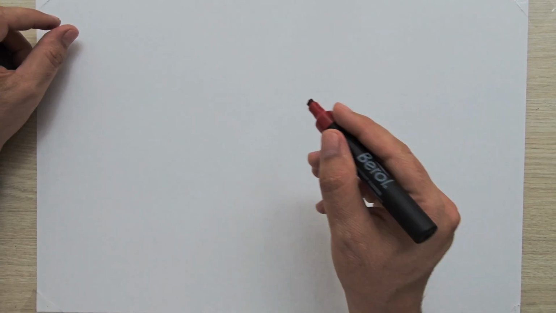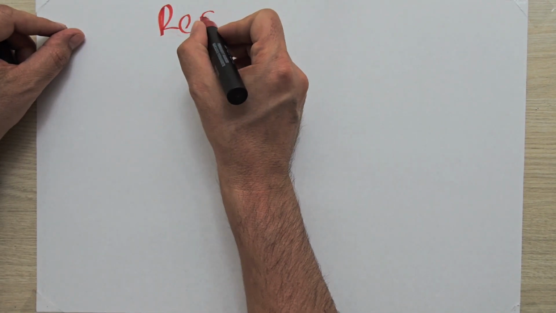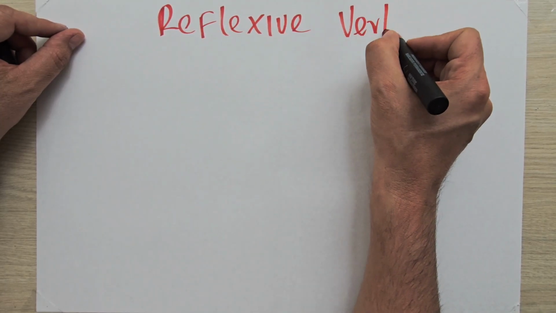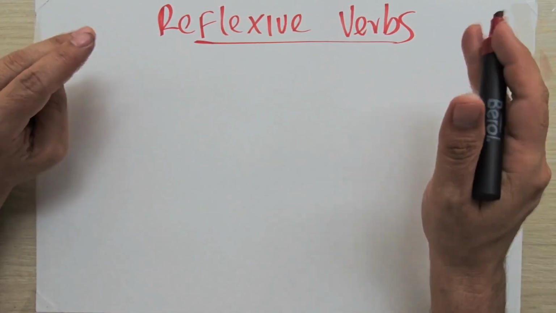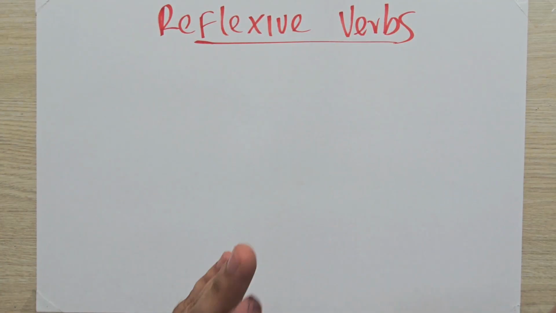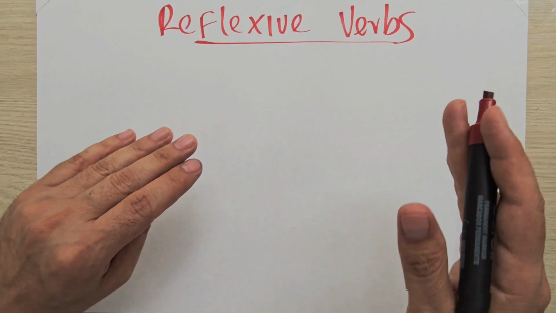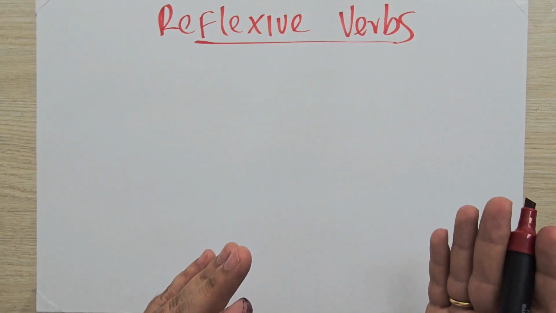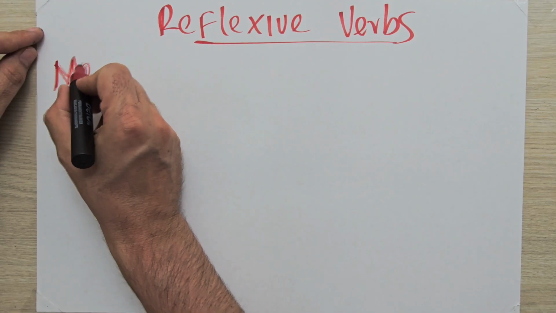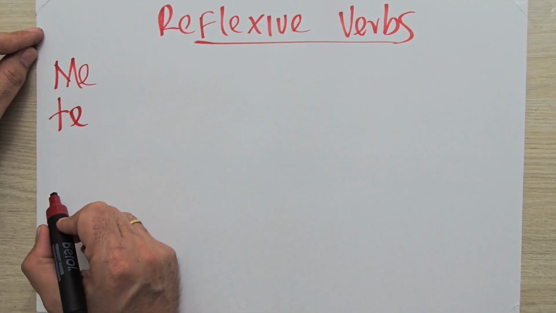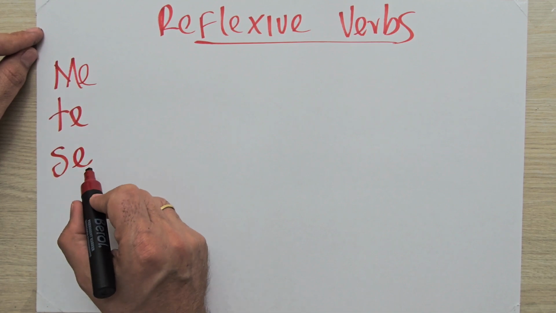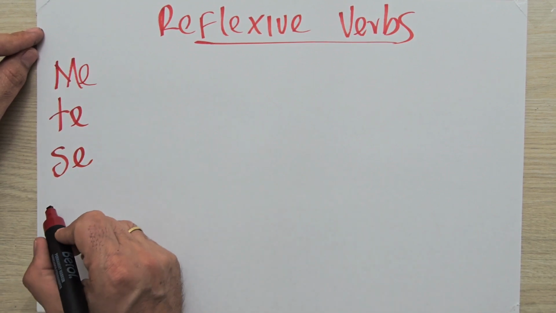The next group are reflexive verbs. Remember that the main idea for reflexive verbs is that the subject and the object are the same thing. And the pronouns for the reflexive verbs are pretty much the same as for the verbs like gustar. You say me for I, te is for you. Now here is going to change. Instead of le, it's going to be se for he, she, it, and you formal.